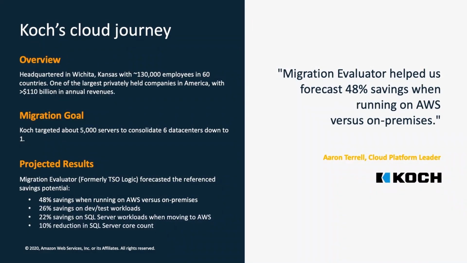Now let's look at an example of a customer using Migration Evaluator. Koch has grown over the last 90 years to become the second largest private company in the US, with around 130,000 employees in 60 countries. The scope of their assessment included 5,000 servers across 6 data centers. Migration Evaluator, formerly known as TSO Logic, forecasted the referenced savings potential.